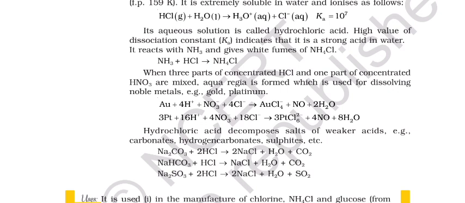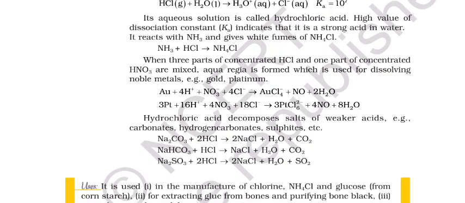NH3 plus HCl gives NH4Cl. When 3 parts of concentrated HCl and 1 part of concentrated HNO3 are mixed, aqua regia is formed, which is used for dissolving noble metals, for example gold and platinum. Au plus 4H+ plus NO3- plus 4Cl- gives AuCl4- plus NO plus 2H2O. 3Pt plus 16H+ plus 4NO3- plus 18Cl- gives 3PtCl6 2- plus 4NO plus 8H2O. Hydrochloric acid decomposes salts of weaker acids, for example carbonates, hydrogen carbonates, sulfides, etc.